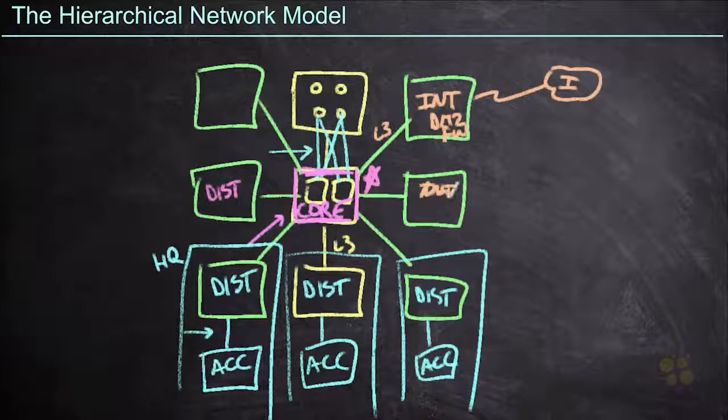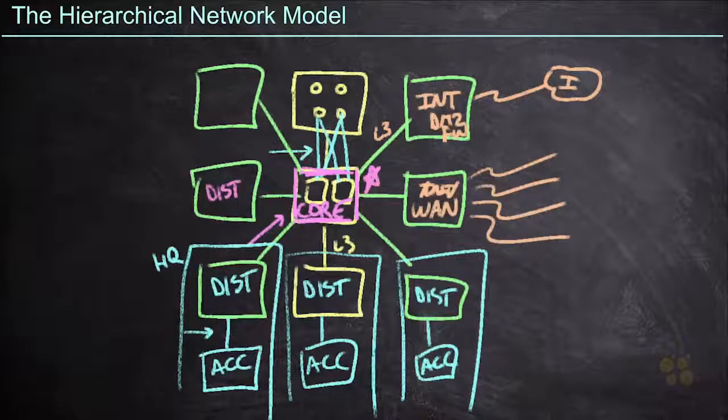Now another option might be the WAN block. This would be a set of switches that are dedicated towards connecting all of our remote locations that are connected through the wide area network. We might also have a network services block. The network services block is sort of a catch-all block that's going to have a lot of services in it, such as wireless LAN controllers and load balancers. Potentially even firewalls could go into this if they're not in the internet block.